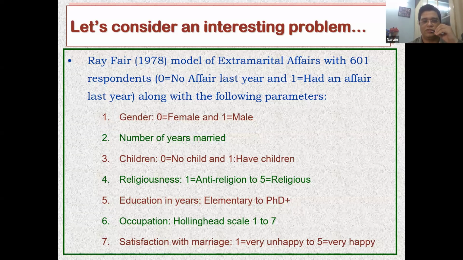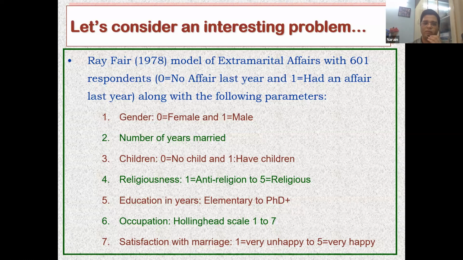Education in years has also been computed, and that is taken as a factor from basic elementary school to a PhD and plus, a postdoc or something like that. That's one more variable. Occupation of a person is on a Hollingshead scale from 1 to 7, and that's also been defined. And the satisfaction of the respondent with the marriage is also defined, from 1 being very unhappy with the marriage to 5 being very happy in the marriage.